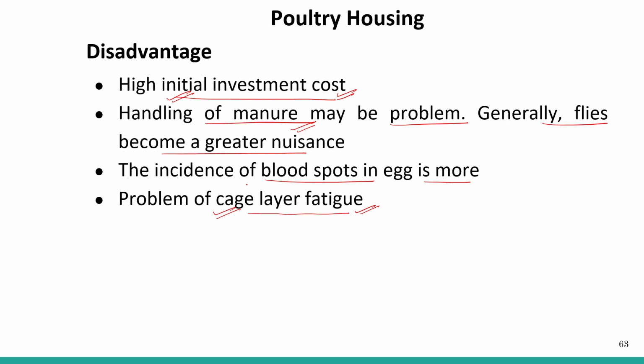So this is all about this session. With this session we have completed poultry housing.